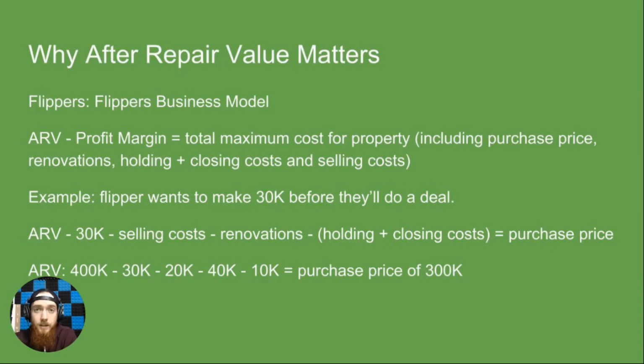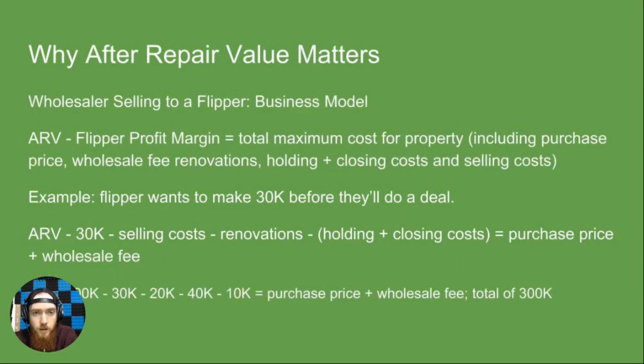And then holding costs, obviously, you've got interest expense, property taxes, insurance, utilities, all that great stuff. So in this case, with an ARV of 400,000 on this theoretical property, minus 30, minus 20, minus 40, minus 10 means that we'd be willing to do a purchase price of $300,000 on this example property.